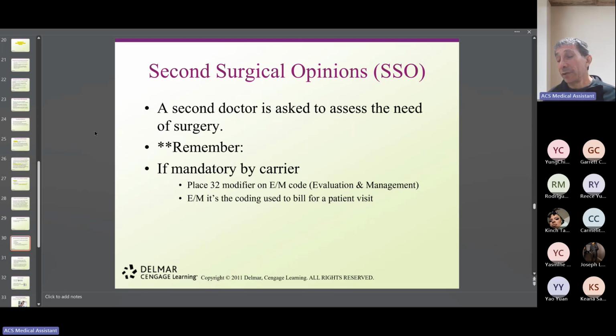Second surgical opinion. Probably you heard about second opinion. Well, these managed care organizations require for certain procedures certain evaluations to have a second opinion. So that's basically what it is. And the most important thing is not just getting the second opinion, it's getting paid for these evaluations.